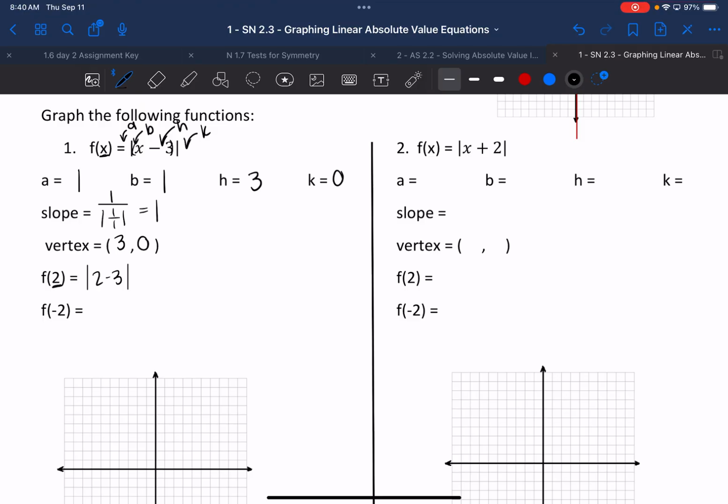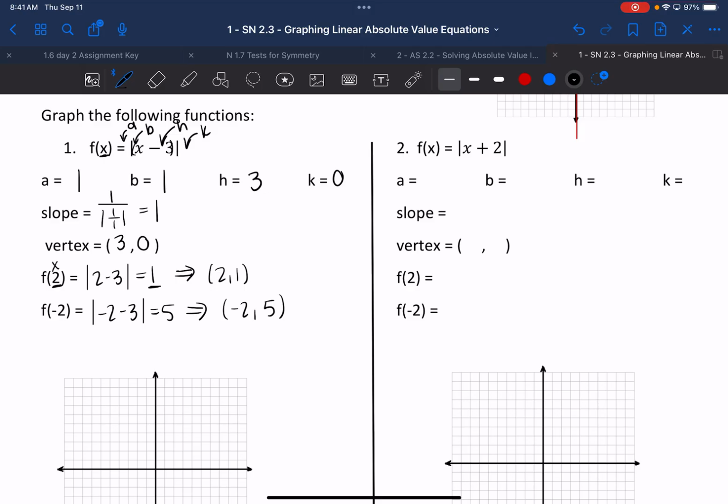And what's the absolute value of negative 1? 1. Okay, so we plugged in 2 for x. We got out 1. So this would mean we have the coordinate point 2, 1 on our graph. Okay, now I'm going to do the same thing plugging in negative 2. So I'm going to have negative 2 minus 3 inside that absolute value. Negative 2 minus 3 would be negative 5, right? And then the absolute value of negative 5 is 5, right. So this time I would have the coordinate point negative 2, positive 5 that I can add to my graph.